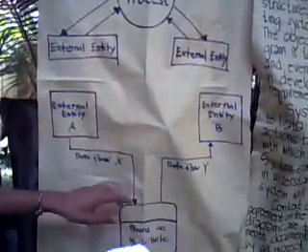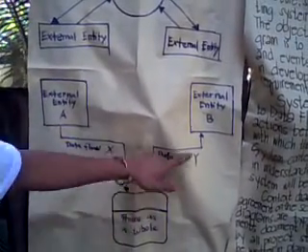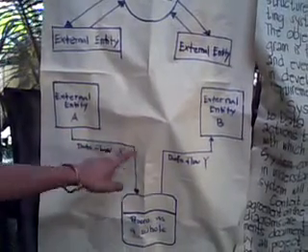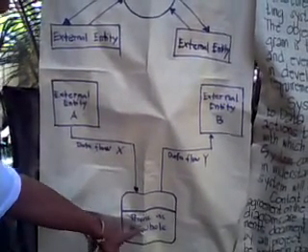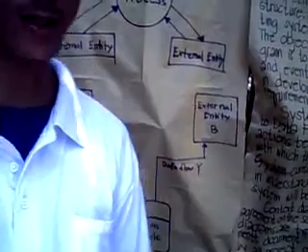Here's the theoretical example. Here are external entity A and external entity B. These are data flow X and data flow Y, which go to the process as a whole. The data flow X from external entity A goes to the process as a whole, then data flow Y will go into external entity B.